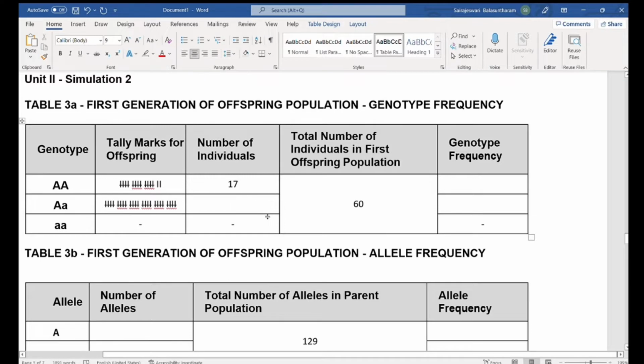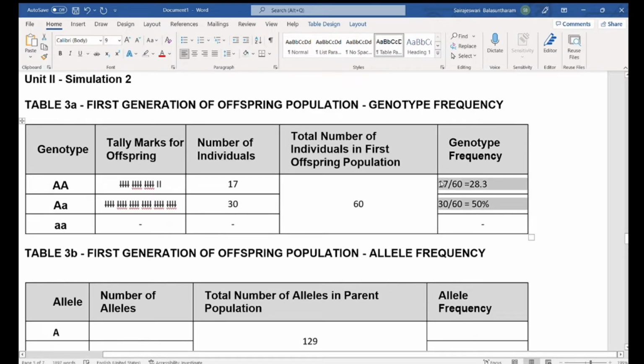So after inserting the tally marks, we are now going to calculate the number of individuals, which depends on the tally marks of the offspring. And then we're going to calculate the gene frequency, which is the number of individuals over the total number of individuals in the first offspring population, which is 60. So that will be 17 over 60, and that will equal to 28.3.